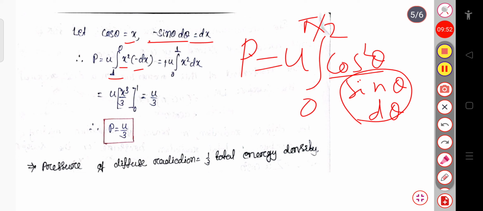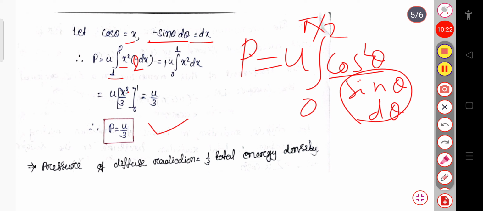So this integration from 1 to 0, inverting the limit from 0 to 1, and this negative sign taken as negative of negative, that is positive. So this will be u into the integration over 0 to 1 of x square dx. The integral of x square dx is x cube by 3 over the limit 0 to 1, that will be 1 by 3. So finally, the pressure will be equal to u by 3.